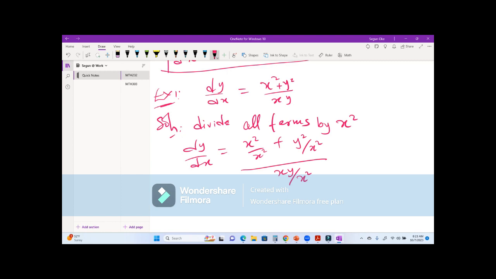Have you seen it? So I will have what? This one will turn to 1 plus (y over x) all squared, divided by, I will have y over x. Do we all agree with me? Yes, sir. This one will go.